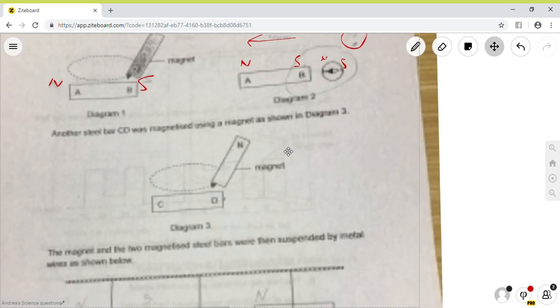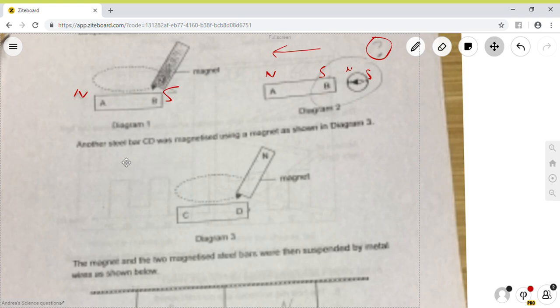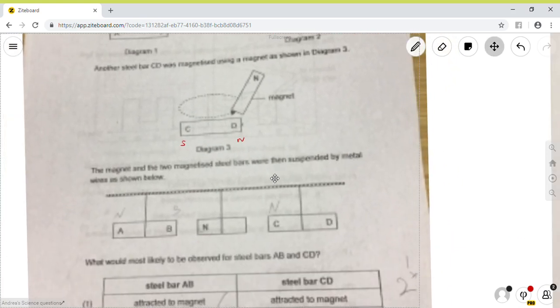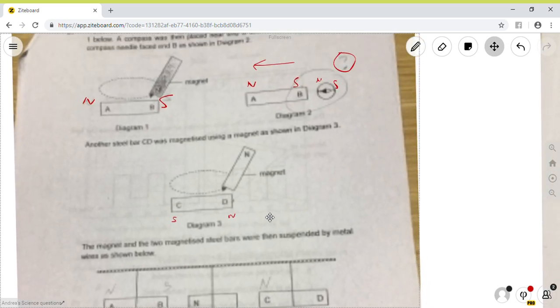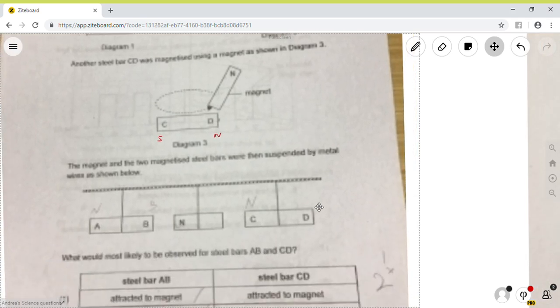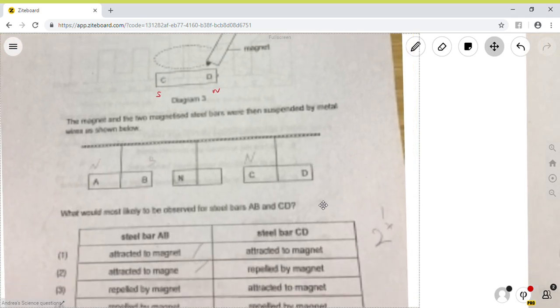Right? So what this means is that if I were to use the other end to do the magnetic induction stroking method, here I should get north and this one should be south. Okay, so let's take a look. Diagrams 1 and 2 are the same, right? They tell you the same info. That is, one is north, the other one is south. Okay, so let's see what we have here.